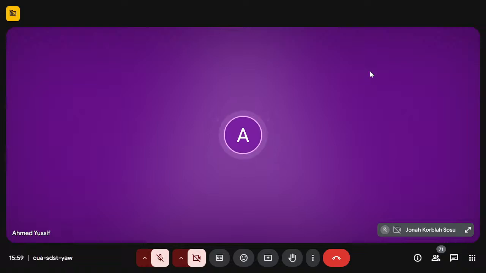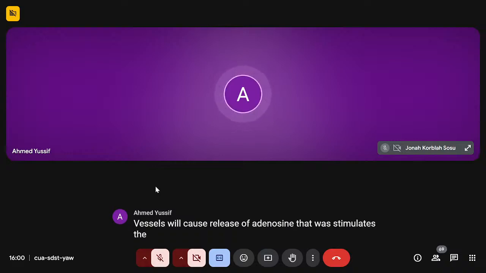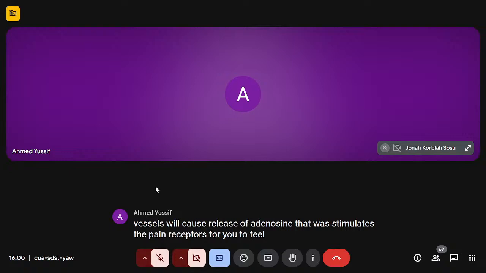So the patient will feel pain because there's ischemia. And when there's ischemia, there's release of adenosine, just like how you have angina pain. Ischemia within the coronary vessels will cause release of adenosine that will stimulate the pain receptors for you to feel the pain. So it's the same way.